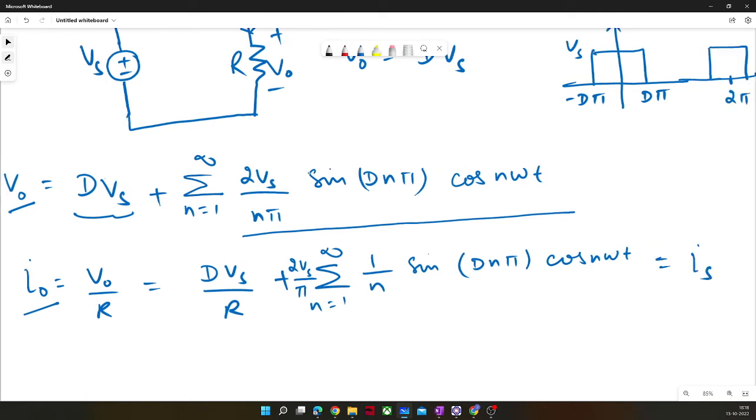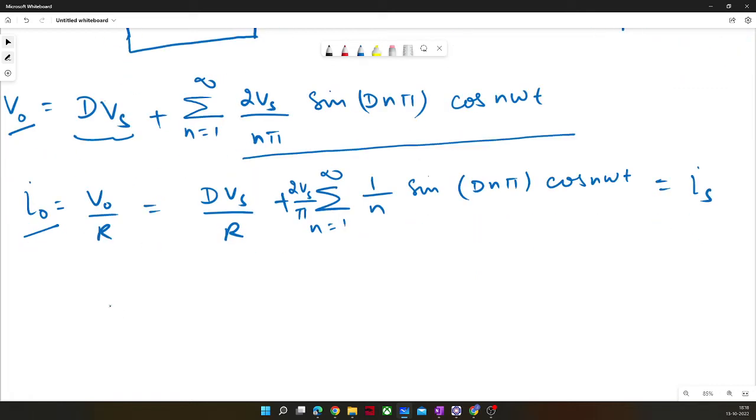Fine. So we know V naught, I naught, then we can calculate the power. What will be the power? Power will be the multiplication of this V naught expression and I naught expression. I know you guys might be thinking why this much is required in a DC to DC converter, but this will be very helpful in the inverter section, which I will be dealing with very soon. So don't worry about all these harmonic terms. Just try to fix it in your mind.